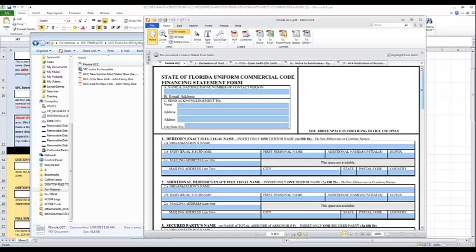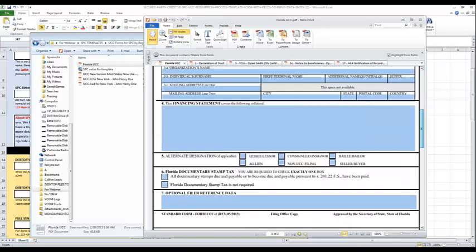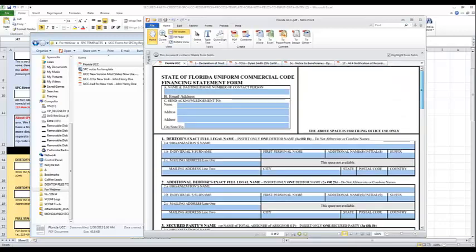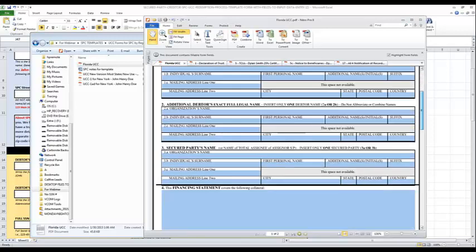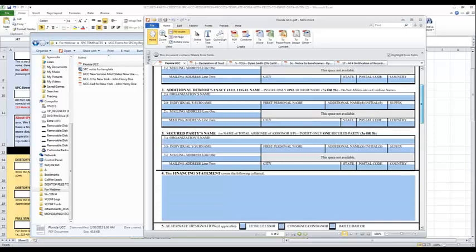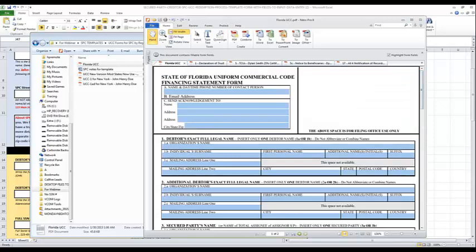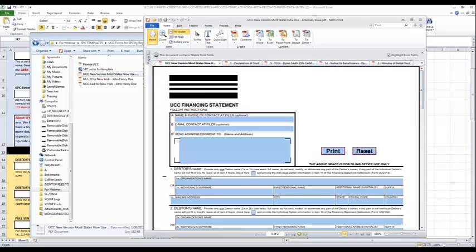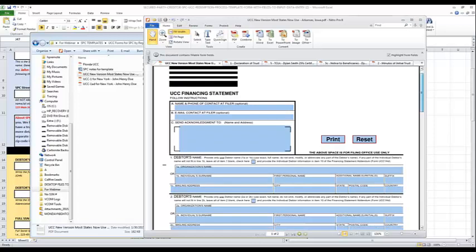Okay, so this is the Florida one. It's a little bit different. They have actually privatized their UCC filings, so there's a private company that does UCC filings. It's not the Department of State. Very interesting. Then there's this version, which is the national version that most states have adopted.